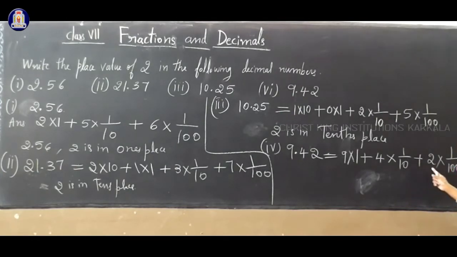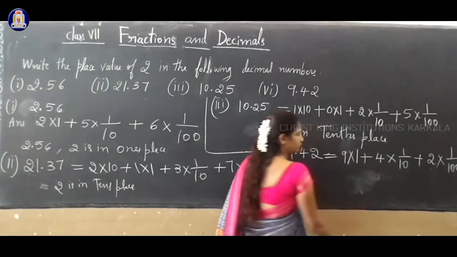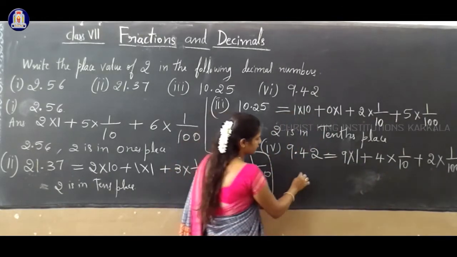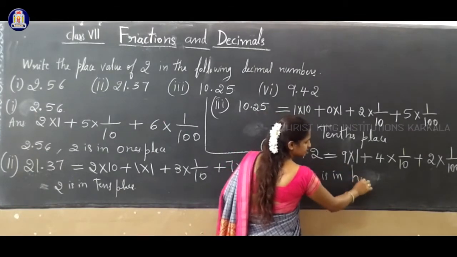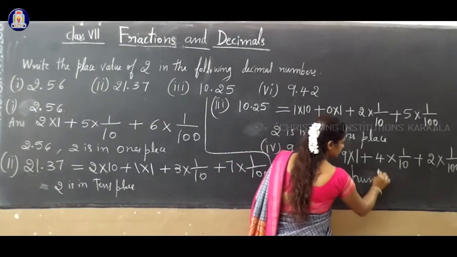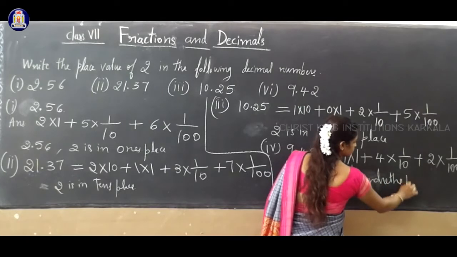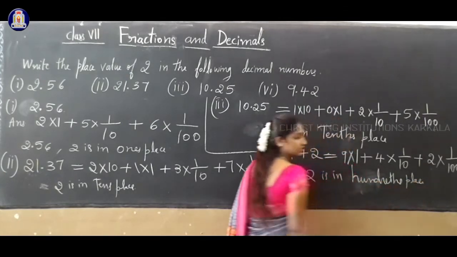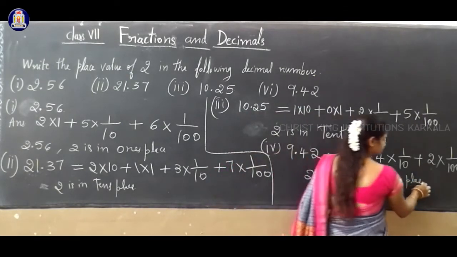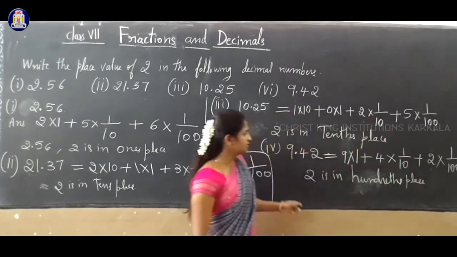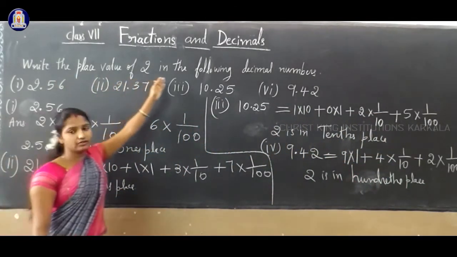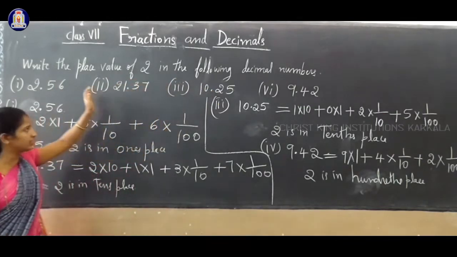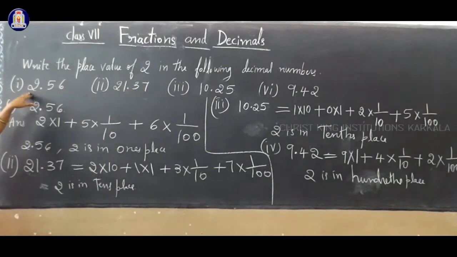Now we can say that in 9.42, the place value of 2 is hundreds. 2 is in the hundreds place. So this is a place value. To write the place value of 2 in the following decimal numbers, you write the place value of 2.